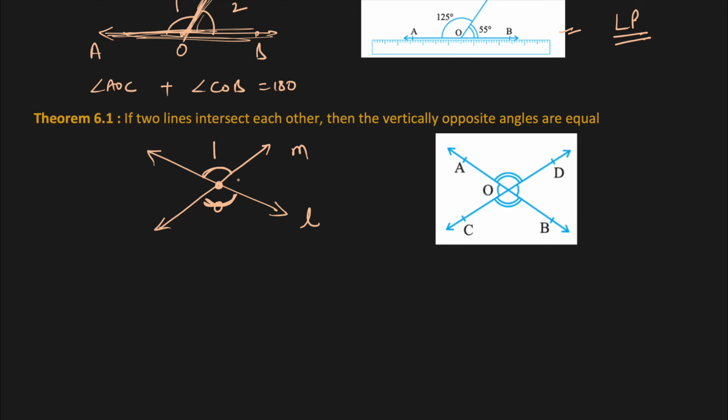Angle 1, let's name this 1, this 2, this 3 and this 4, right? So 1 equals 3 and 2 equals 4. This is the meaning of vertically opposite angles, students. Please, whenever a question comes in which many lines are given, just check which are vertically opposite angles, which is a linear pair.